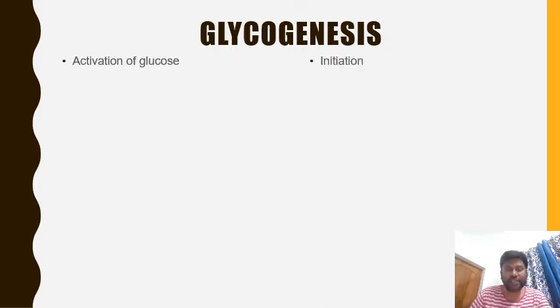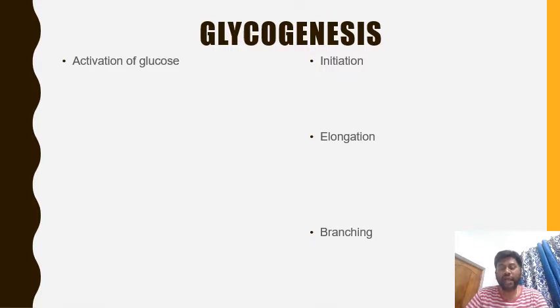The pathway of glycogen synthesis can be broadly classified into four phases. So what are those four phases? The first one is activation of glucose. Next, initiating the process, elongation, and finally branching. So these are the four major phases of glycogen synthesis. First, we will start with activation of glucose.